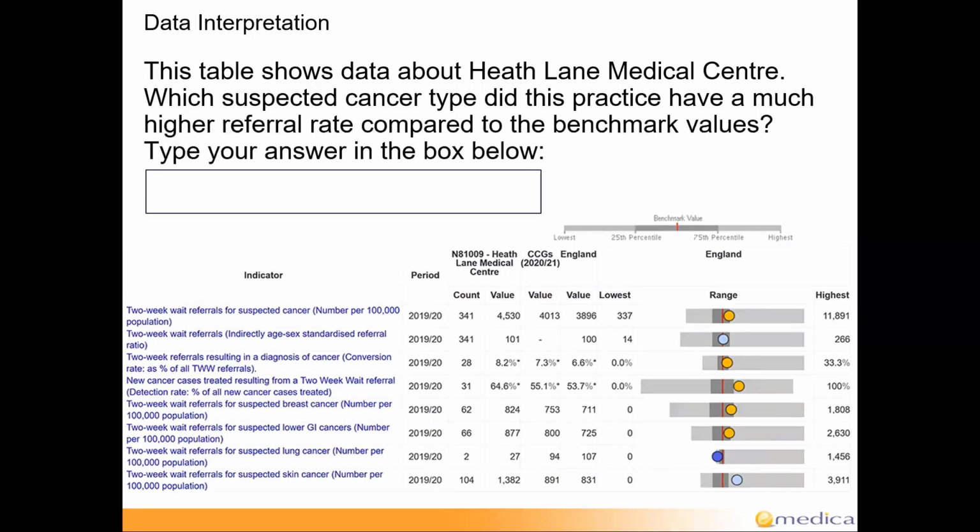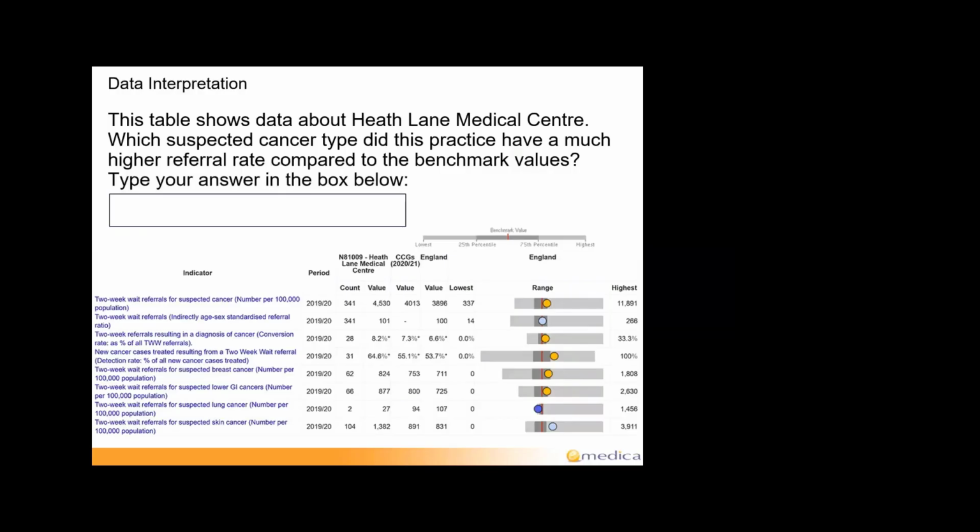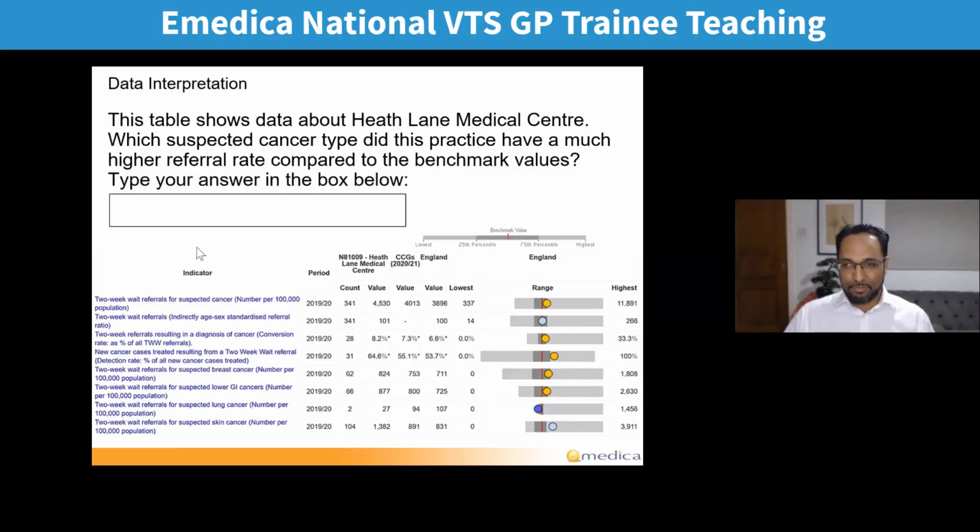Okay, now this is a free text question. So in the exam, the free text question, there's no options to guess from. You'd actually type your answer into the box. So, okay, let's have a look now. This is one of the newer style data interpretation questions. So this data is real life data about a real life practice, Heath Lane Medical Centre, okay? And I've got this from Public Health England's website.